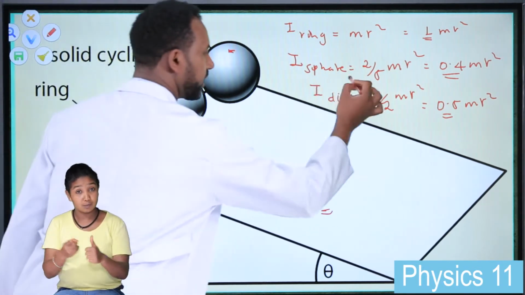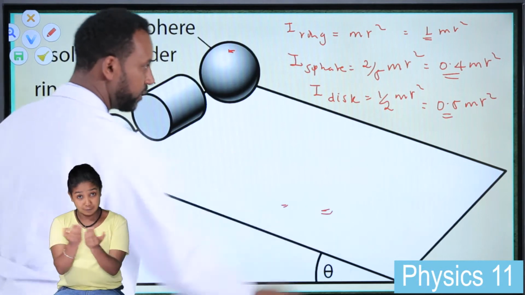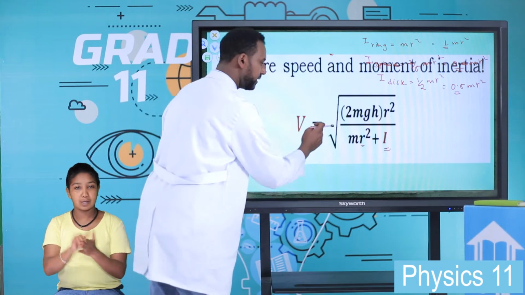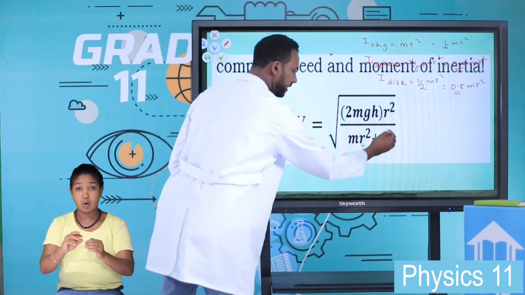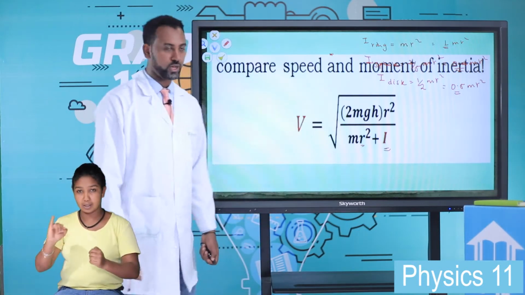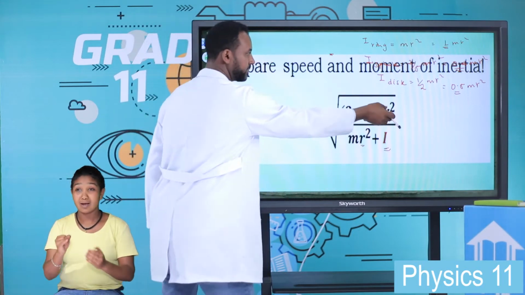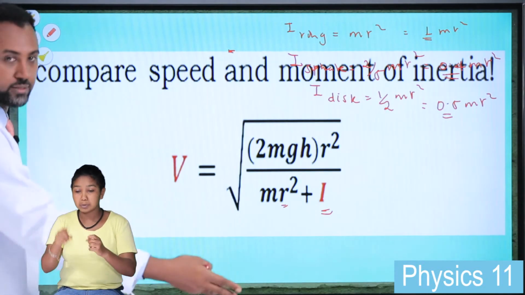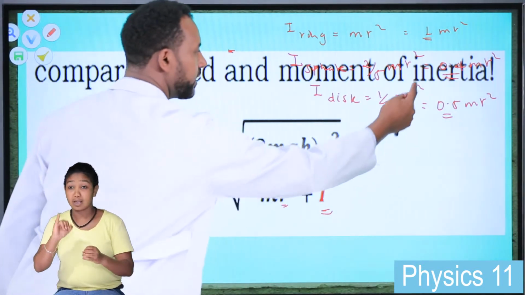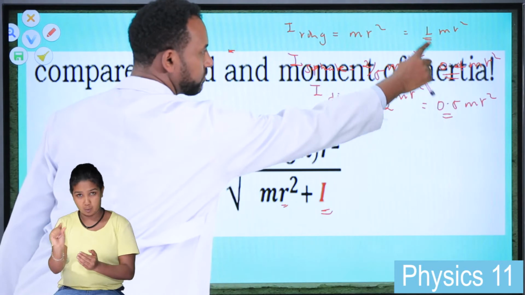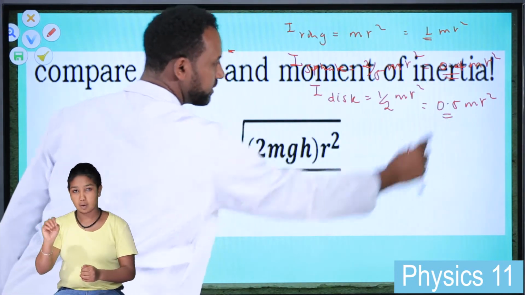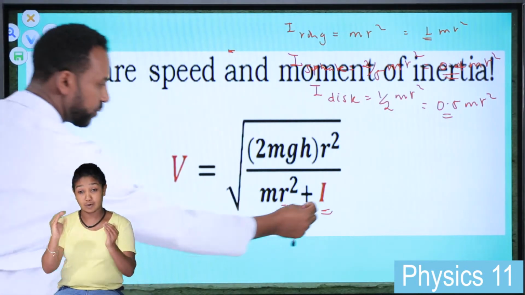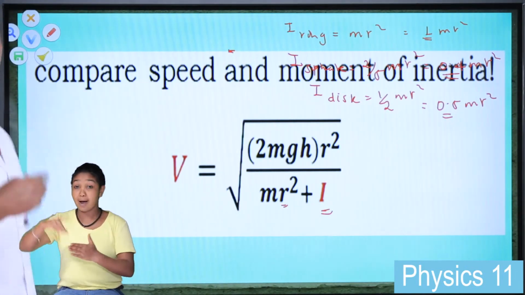The sphere reaches the bottom first, because from the above equation we found that speed v is inversely related to the moment of inertia. As the moment of inertia is higher, in this case the ring has the higher moment of inertia, so it comes to the bottom last. The moment of inertia of a sphere is smaller: this is 1, this is 0.4, and this is 0.5. The smaller the moment of inertia, the higher the speed, so the sphere comes first.